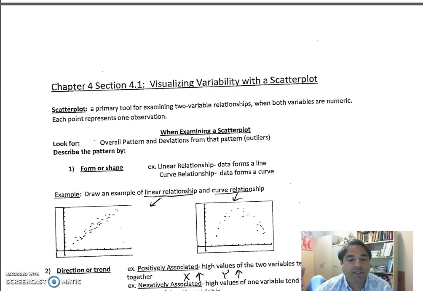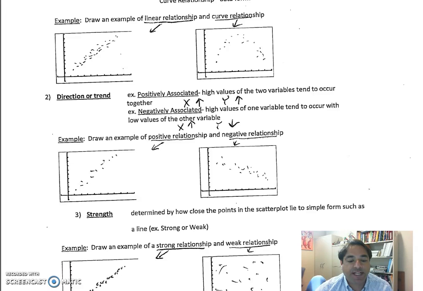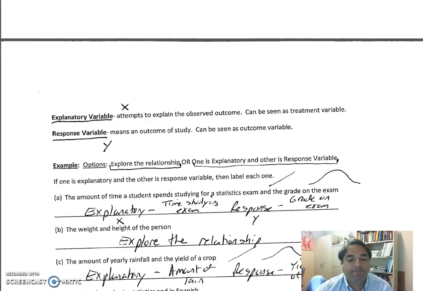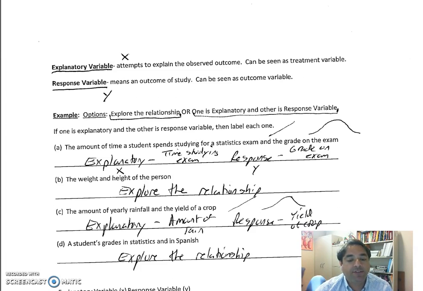Let's talk about creating a scatterplot. We have some real data here, but before we go into the data, we have to talk about explanatory and response variables. So the question is, which is x, which is y? Explanatory attempts to explain the observed outcome. Explanatory is your x. It explains what comes first. The response is your y, the outcome of a study. We're going to look at a couple examples and talk about whether it's an explanatory response relationship, or if we're not sure, we're going to say explore the relationship.